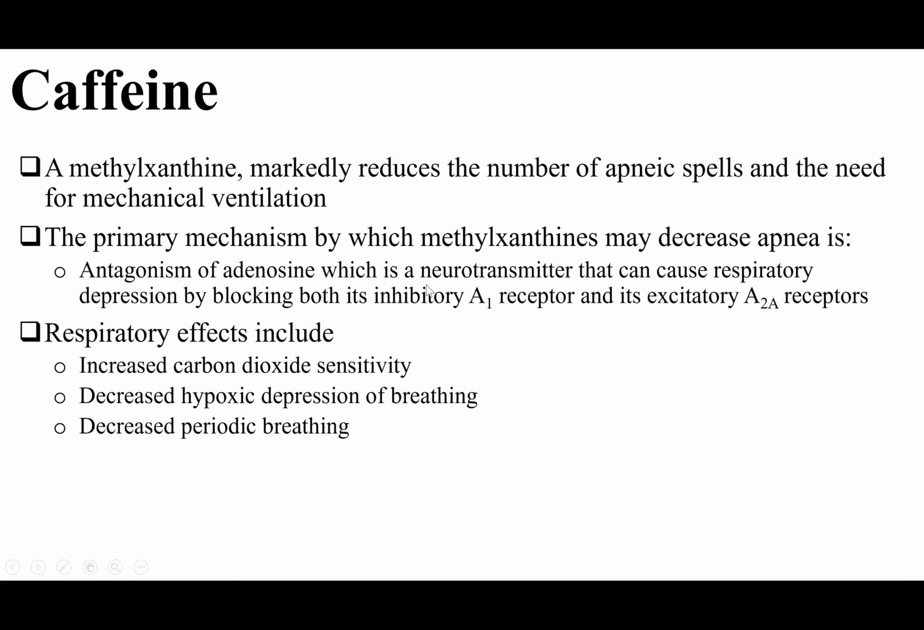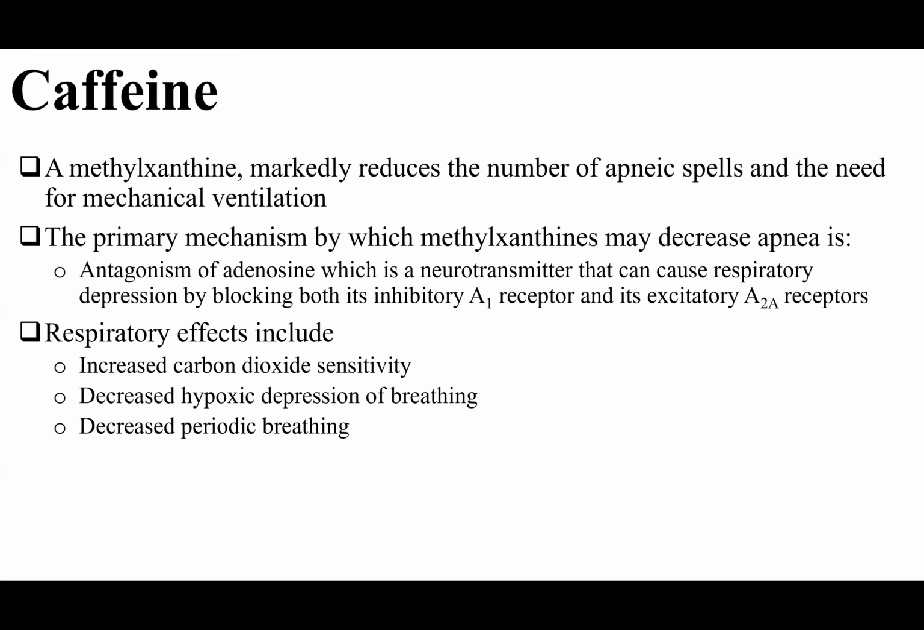Now we come to caffeine. The question is whether caffeine is a treatment or a prophylaxis, and it is somewhat a percentage of both. We know by evidence that methylxanthine reduces the need for ventilation for apneic spells. The primary mechanism is antagonism of adenosine. Adenosine is an inhibitory neurotransmitter, so inhibiting it has a positive effect. It works by inhibiting the inhibitory alpha-1 receptor and the excitatory alpha-2A receptor.